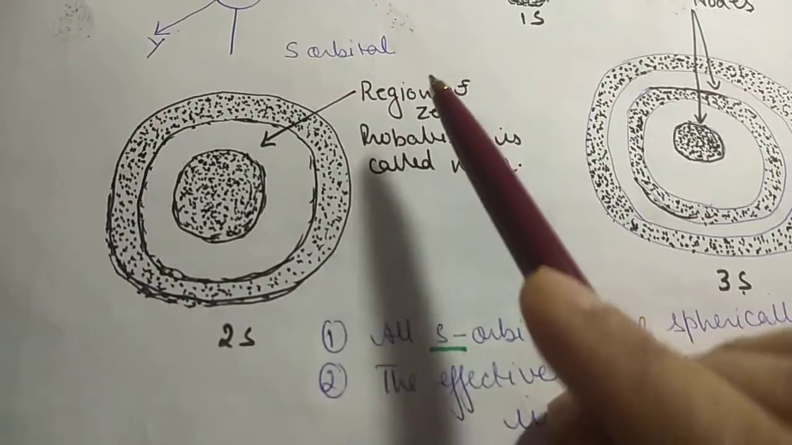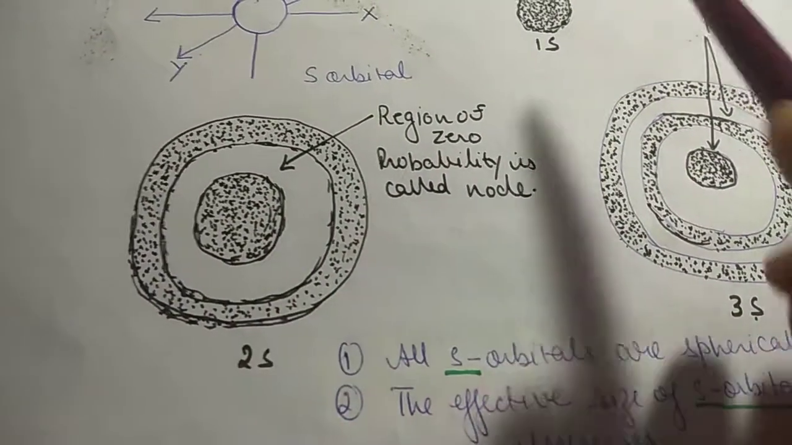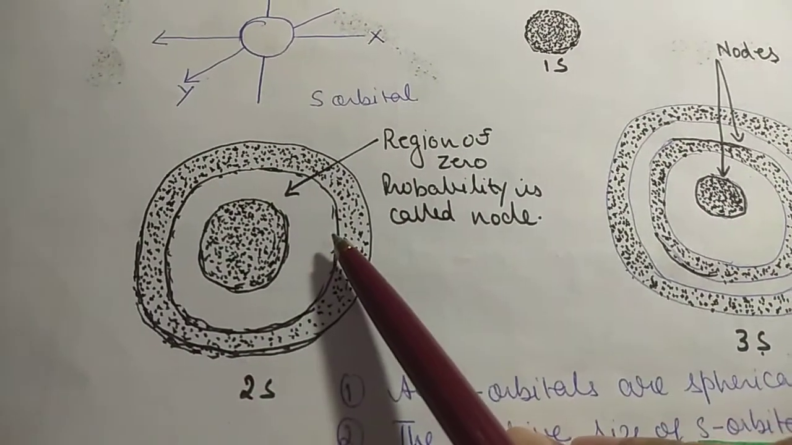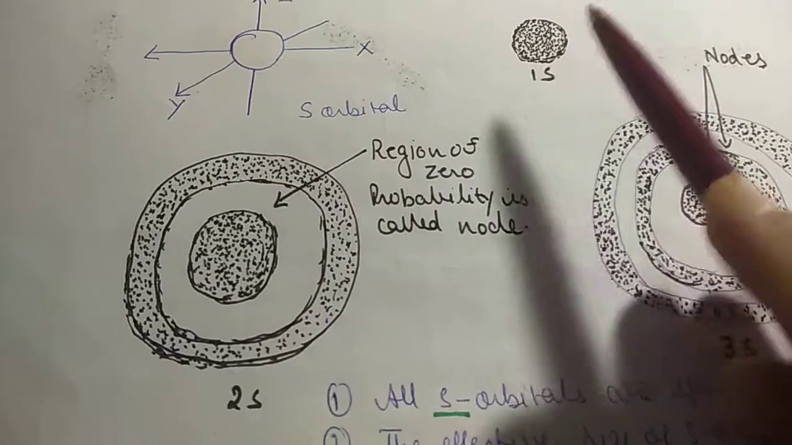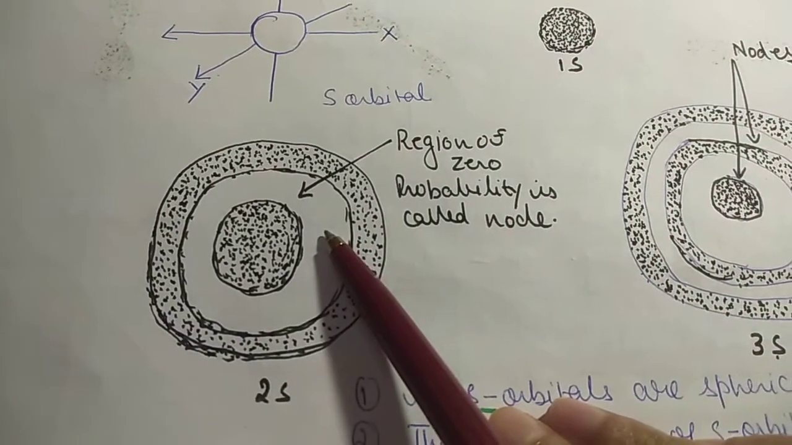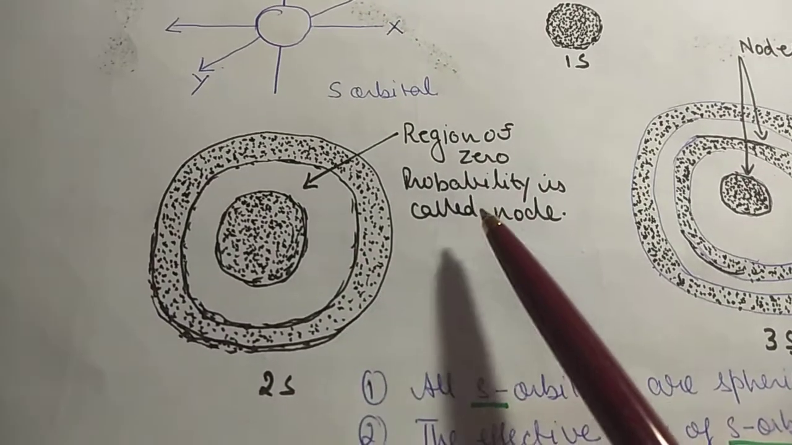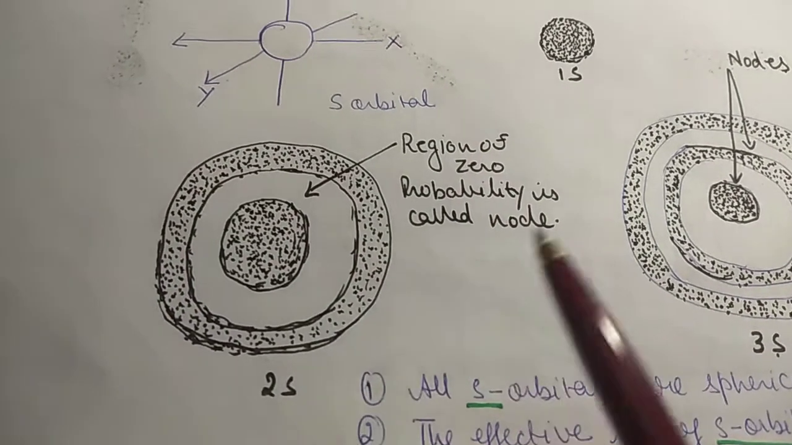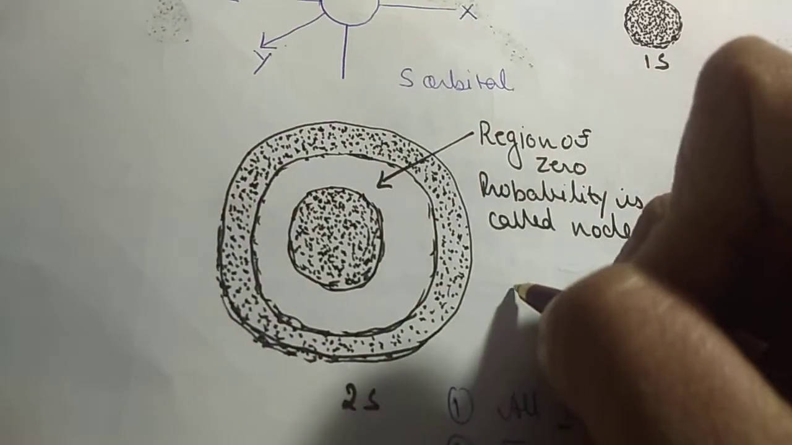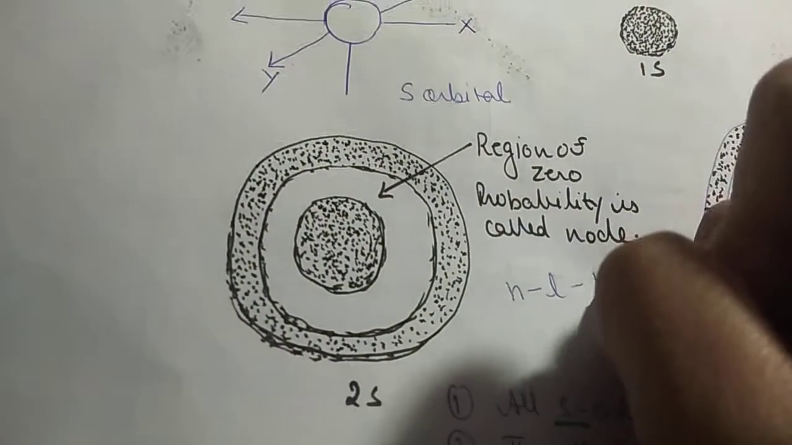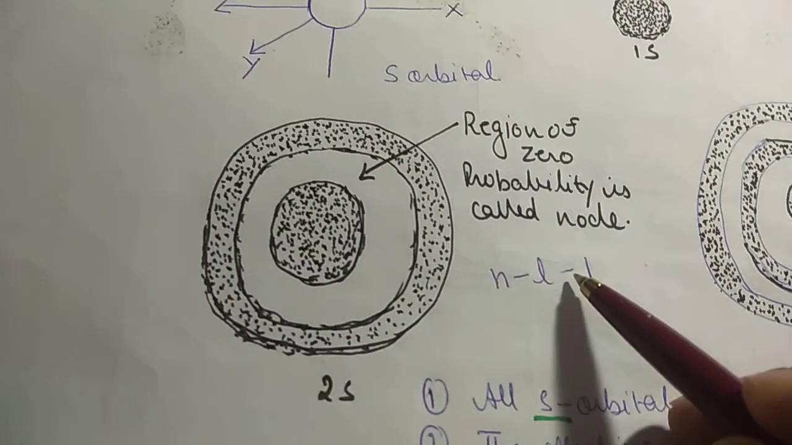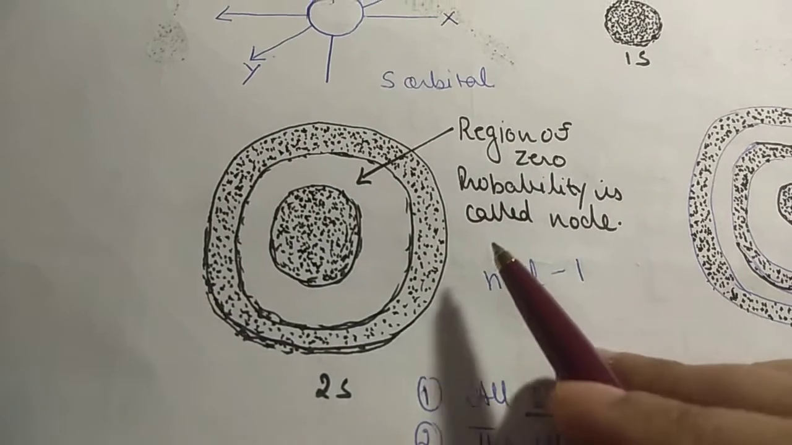Then next we have this is 1s. 2s will have one node. 1s will have no node. 1s orbital will not have any node, while 2s orbital will have one node. You know, I've told you about how to calculate the node. n minus l minus 1. So n is 2 here. In case of 2s, l is 0 and minus 1, so 1 node.